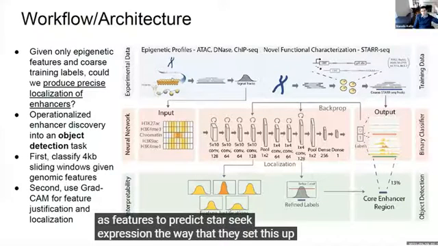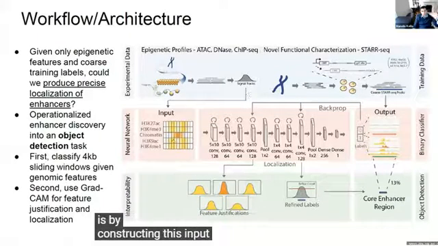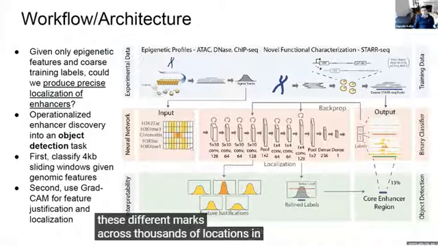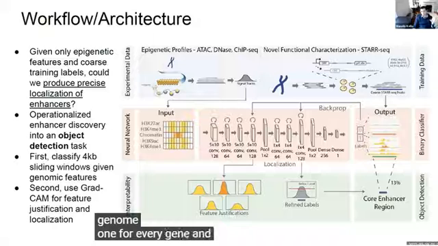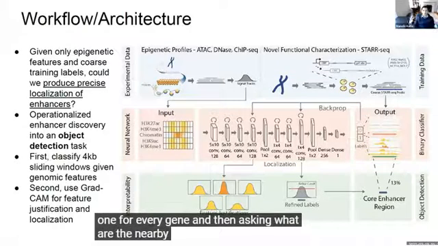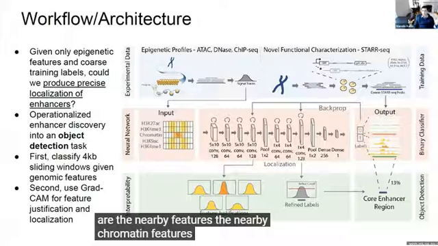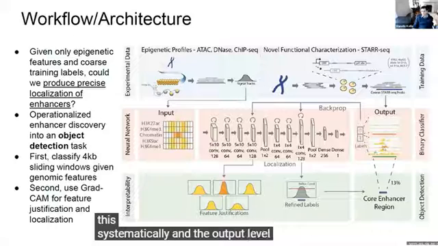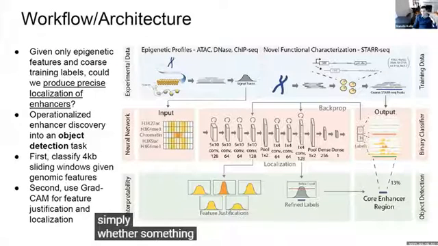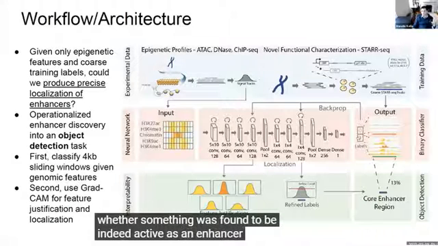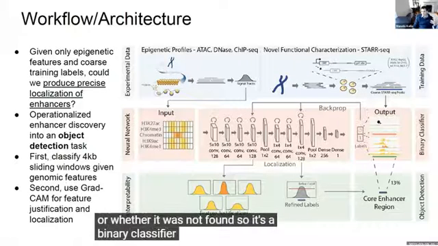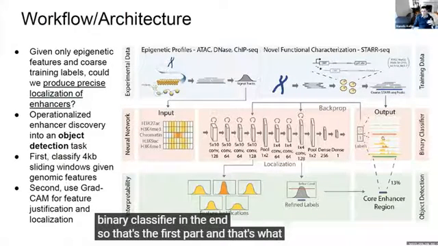The way that they set this up is by constructing this input matrix of all of these different marks across thousands of locations in the genome, one for every gene, and then asking what are the nearby chromatin features that allow us to now start predicting this systematically. And the output level was simply whether something was found to be indeed active as an enhancer in the STARR-seq experiment, or whether it was not found. So it's a binary classifier in the end.